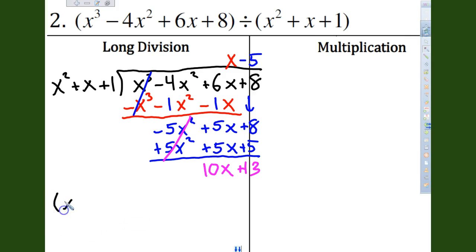So we have our divisor times our quotient plus the remainder. There we go.